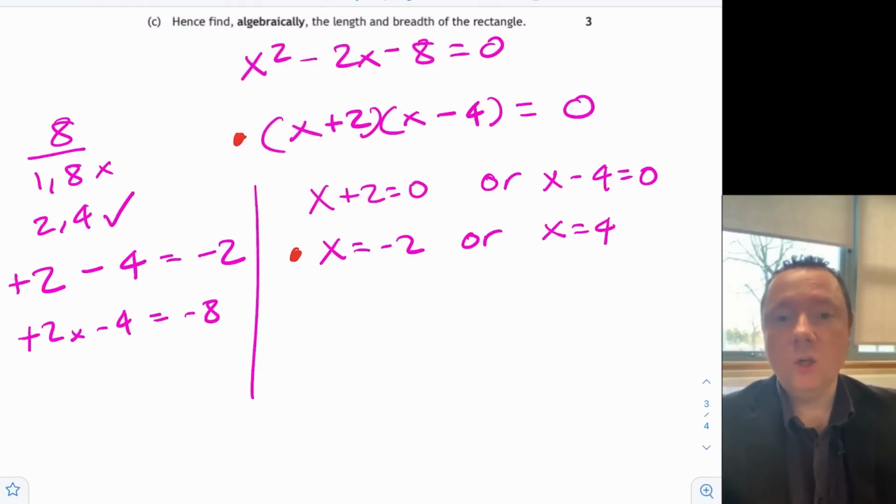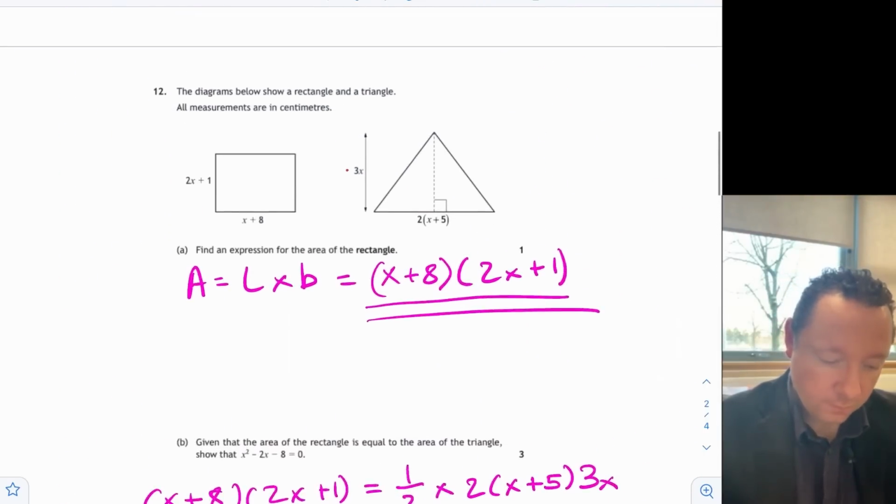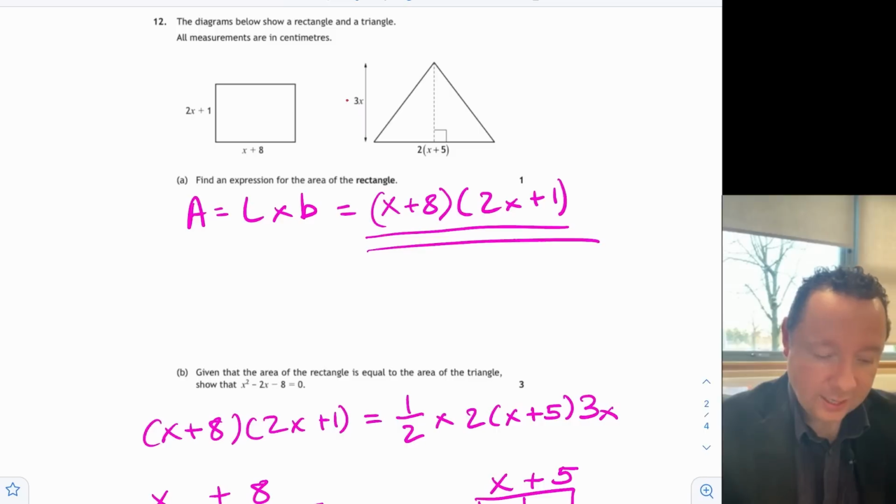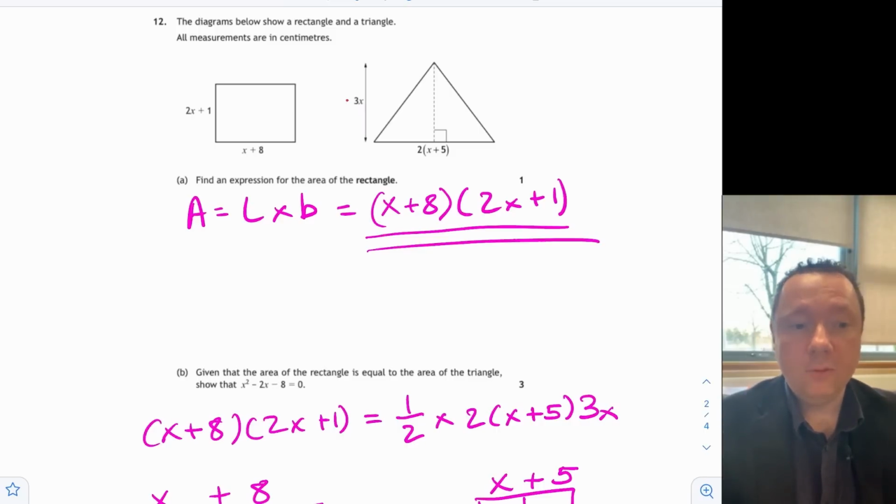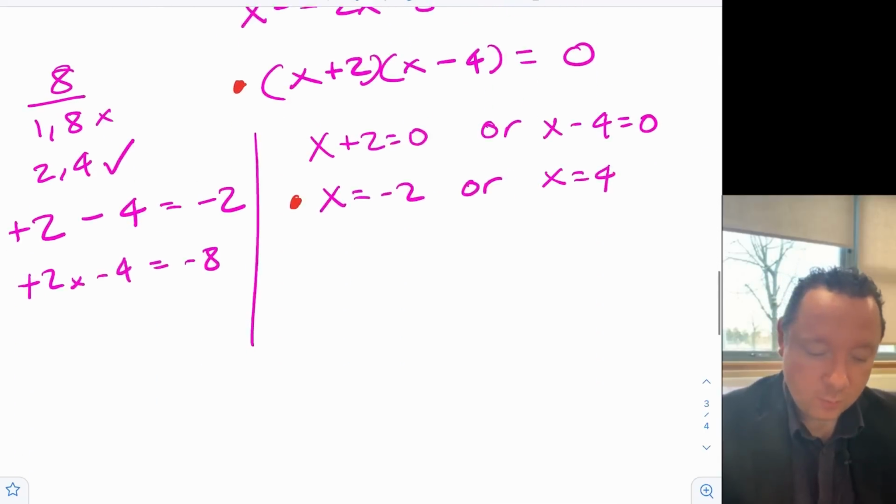And then, because this is a question in context and we're talking about actual lengths of the triangle and rectangle, if we go back up and look at the lengths, we've got x add 8 on the rectangle. Well, that means that we've got 4 plus 8 and we've got minus 2 add 8. And then on the other side, we've got 2x add 1. So that's 2 times 4 is 8 plus 1 is 9. But then if you use the minus 2, minus 2 times 2 is minus 4 plus 1, which is minus 5. So we can't have a negative x because it's going to give us a negative height or breadth. That doesn't work. We can't have a negative length. So we have to pick the one that's going to work.